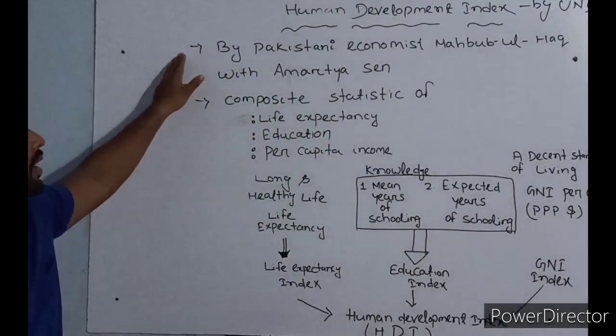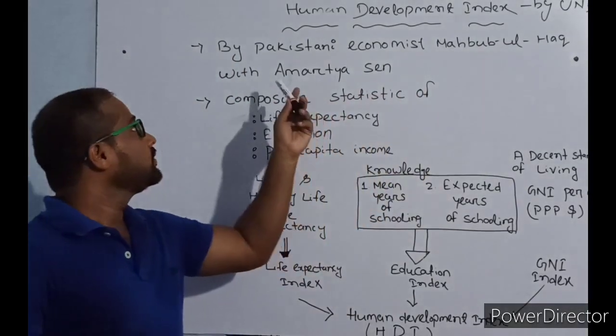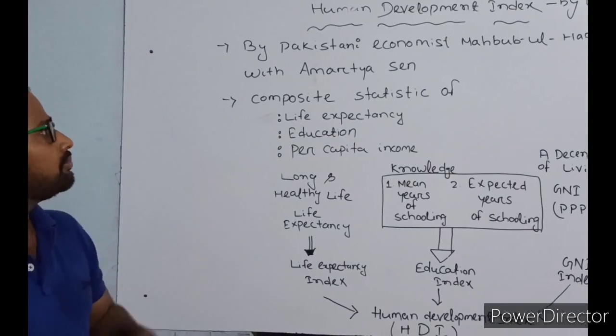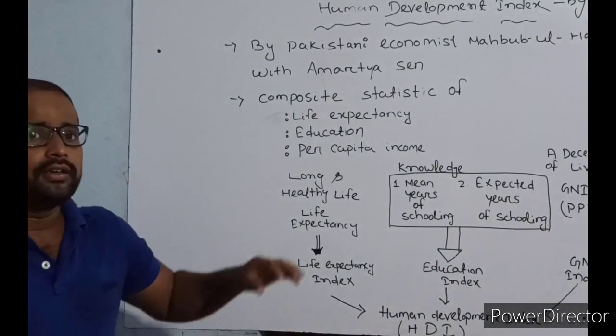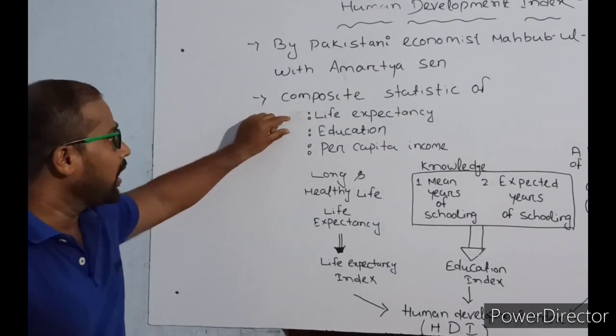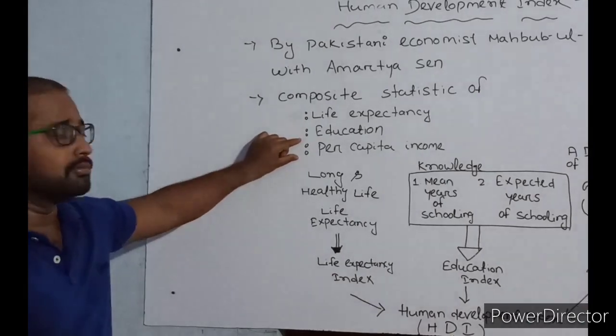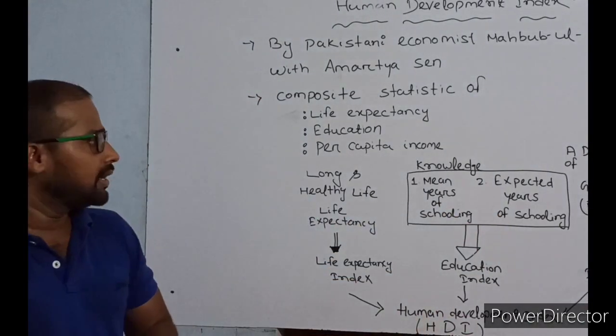Here we will discuss the Human Development Index, which was propounded by the Pakistani economist Mehboob ul Haq and the Indian economist Amartya Sen. Here we take into consideration different things like life expectancy, education and per capita income. According to that, three things determine the Human Development Index.